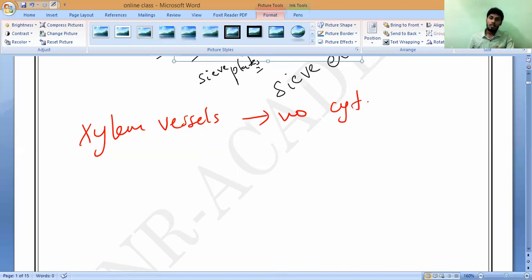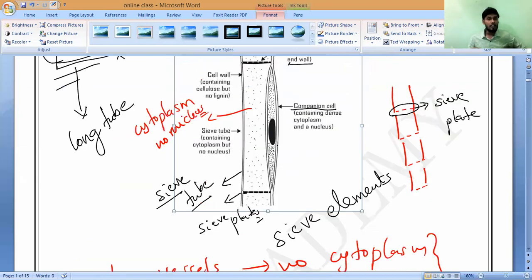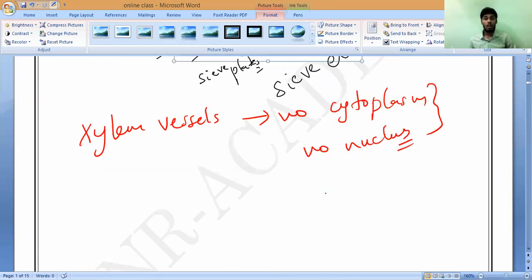Xylem has no nucleus, correct or not? So they are empty tubes there, but here what does it contain? The cytoplasm. The sieve tube has cytoplasm, no nucleus. That is the point you have to write. All of you write it.